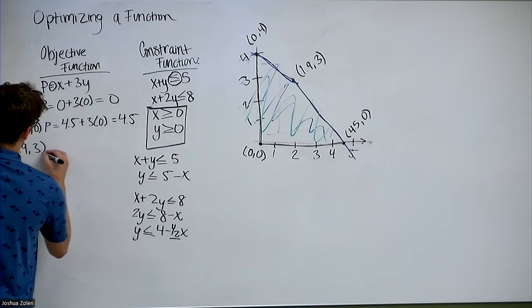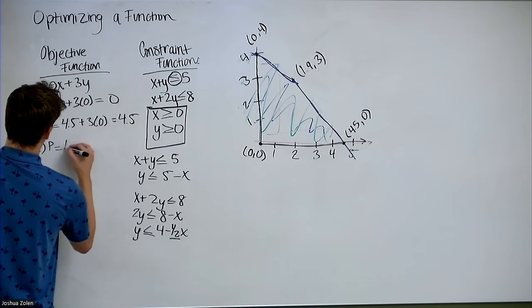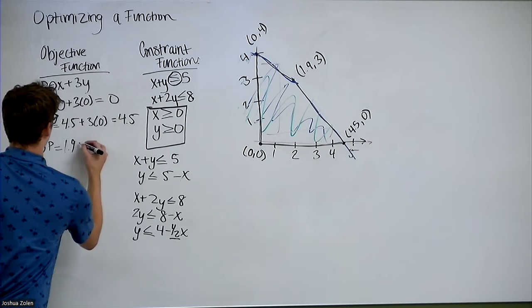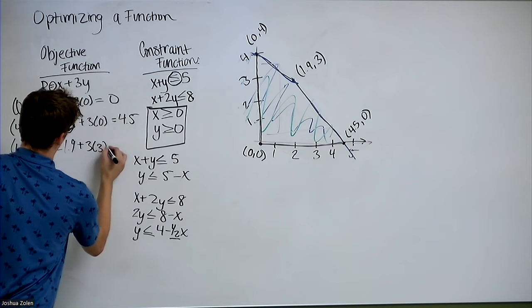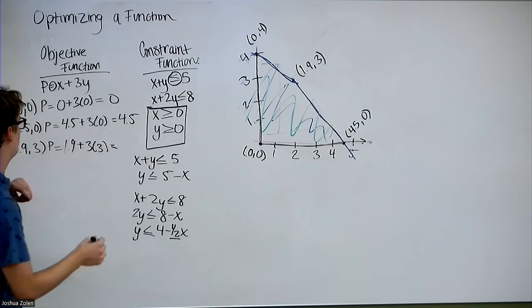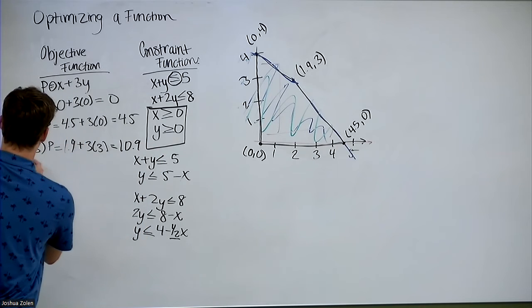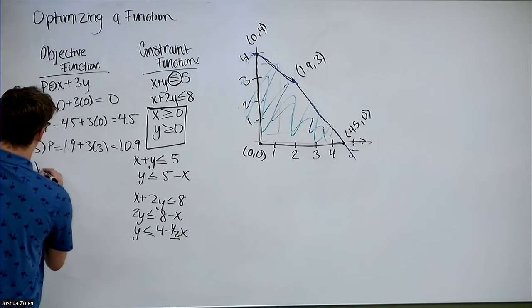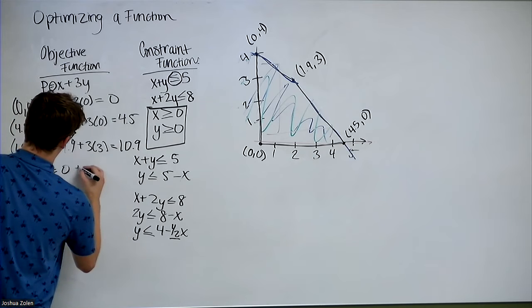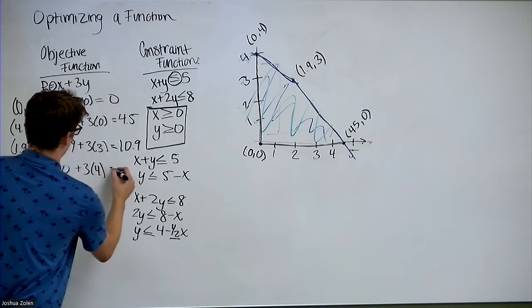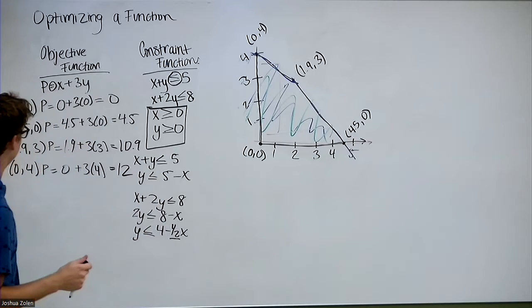With 1.9 and 3, p is equal to 1.9 plus 3 times 3. 3 times 3 is 9, plus 1.9 is going to give us 10.9. And for our final one, we have 0, 4. 3 times 4 is 12, plus 0 is 12.